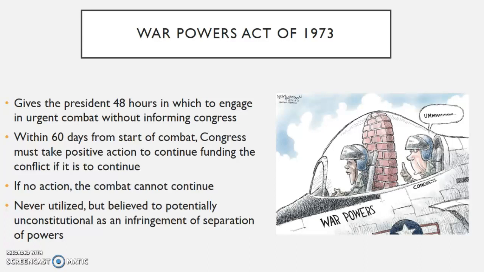This is sort of like if there was an important military situation where the president had no time to wait for Congress to declare war and wants to send in troops, well then the president would have 48 hours and then would have to begin to inform Congress. Within 60 days from the start of combat, Congress must take positive action to continue funding the conflict if it is to continue. If no action, the combat cannot continue, and theoretically under this legislation, the troops have to be pulled out.